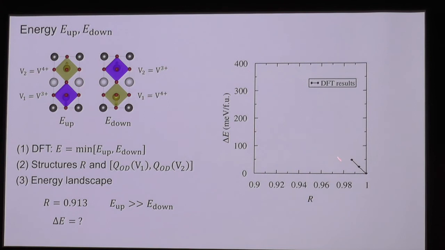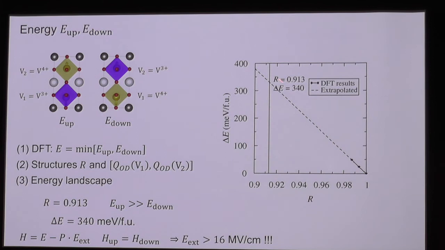We plot the energy difference between the two polarized states for R values close to 1. Then we extrapolate the line. And from the intersection with the line corresponding to R equal to the optimized value, we estimate the energy difference, which is 340 meV per formula unit, which is quite large. In order to induce such a polarization flipping, such a big energy difference should be compensated, which requires a larger than 16 MV per centimeter electric field, which is unrealistic.